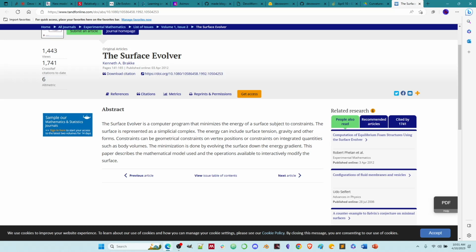So the energy can include surface tension, gravity, and other forms. Constraints can be geometrical constraints on vertex positions or constraints on integrated quantities such as body volumes. The minimization is done by evolving the surface down the energy gradient. So you're basically using the energy gradient to find the shape or the surface properties. This paper describes the mathematical model used and the operations available to interactively modify the surface. So this is a good paper for the origins of this stuff.